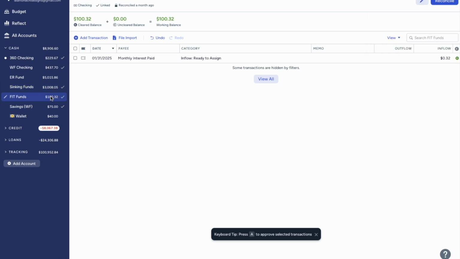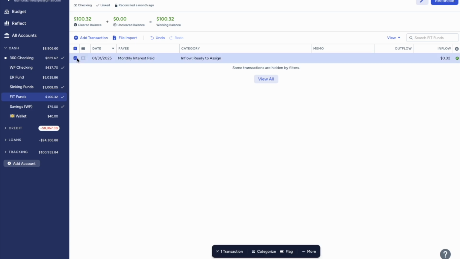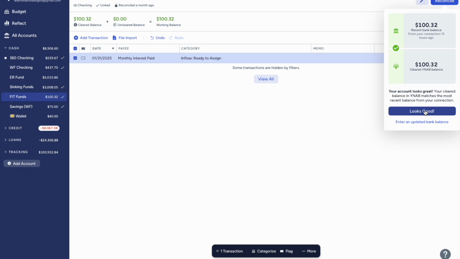And then my last savings account is FitFund. And it's got monthly interest of 32 cents. That balance matches, so I'm going to reconcile this account. I'm going to approve it, and I'm going to reconcile it. I don't know if I have to. Doesn't look like it, so I'm going to reconcile this.